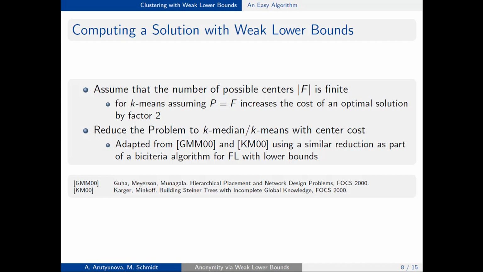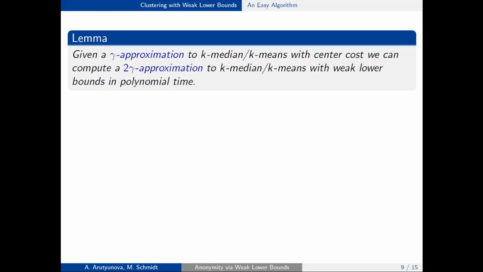This approach we borrow from Guha, Meyerson, and Munagala and Karger-Minkoff, who use a similar technique to compute a bicriteria solution for facility location with lower bounds. They increase the cost of opening a center by adding the distance to the b nearest points. So this increase in cost then pays for establishing the lower bounds.